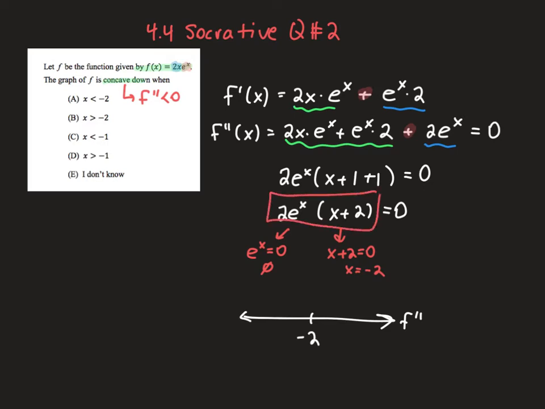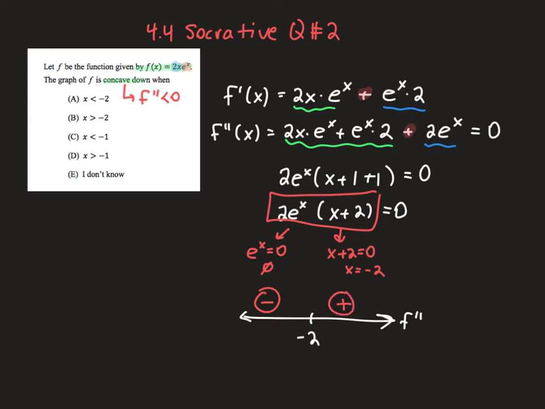Like we said before, no matter what I put in for this e to the x, it's going to be positive. If I put a negative number here and add 2, it's going to be negative. So this positive out here times the negative in the parentheses is going to give me a negative on this interval. When I put a number greater than negative 2, like for instance a 0 in for my x, e to the 0 would be positive times a positive 2. This is all positive. And a 0 plus 2, that factor is going to be positive as well. So my net result is a positive.